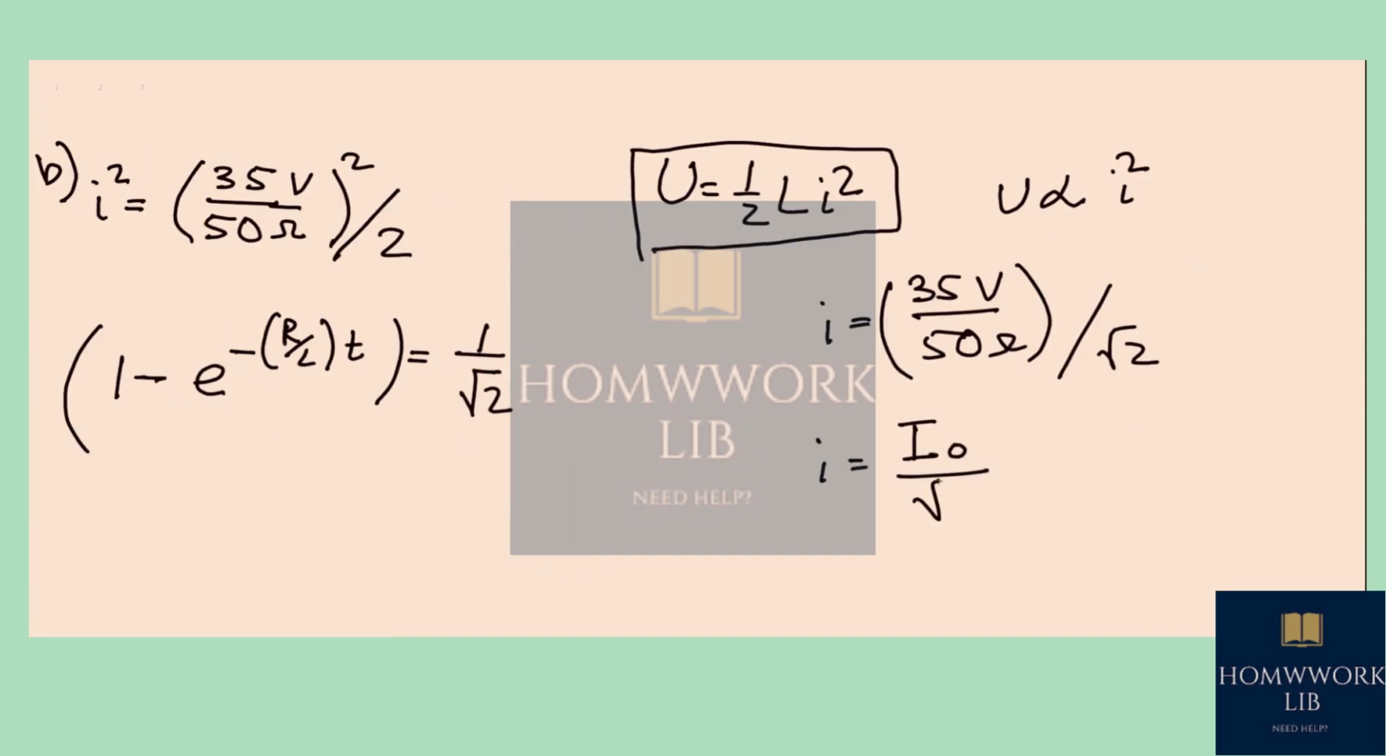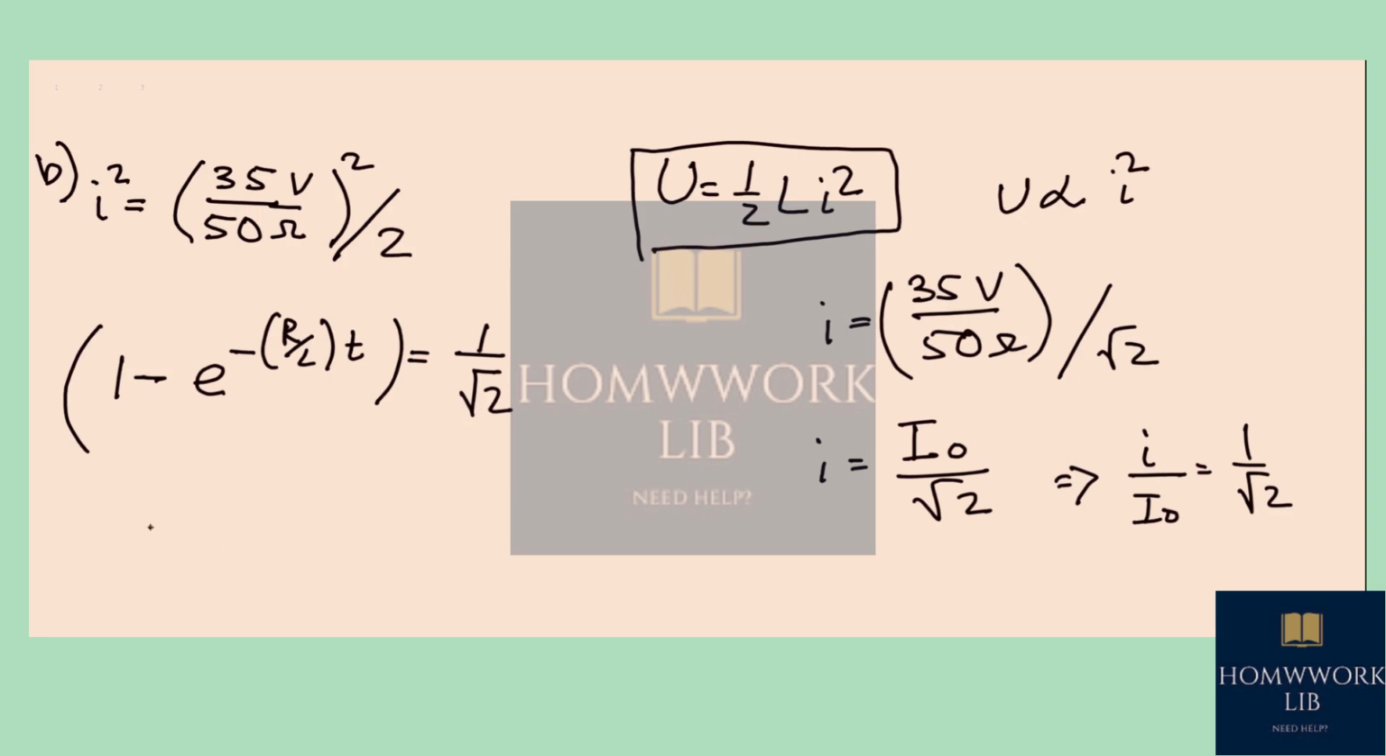So as we know that this is I naught, I equals I naught by square root of 2, and now I by I naught is equal to 1 by square root of 2. Previously we had I by I naught equal to half. Now we have I by I naught equal to 1 by square root of 2. So we can carry forward the same calculation like we did before, but instead of half we have 1 by square root of 2.